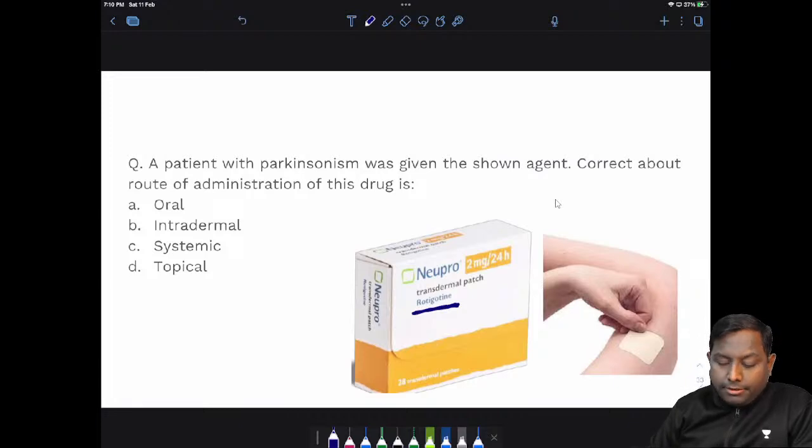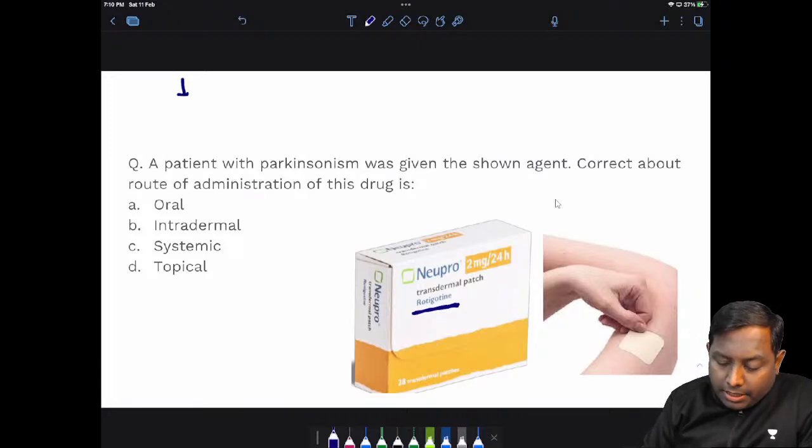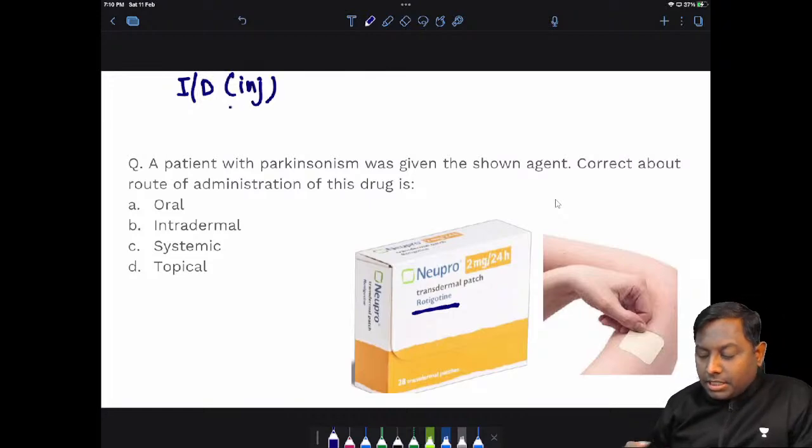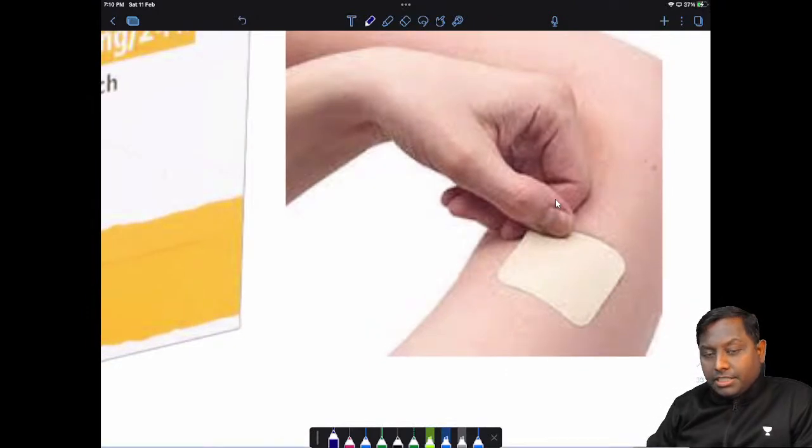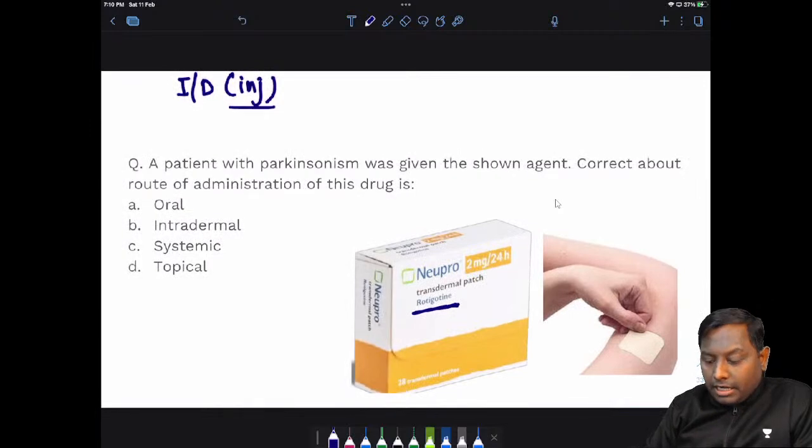Most of you are marking intradermal. Now always remember, intradermal is an injectable route. यहाँ पे इंजेक्शन का कहीं नाम ही नहीं है. ये इतना प्यारा सा स्किन दिख रहा है, इतने प्यारे से स्किन पे एक पैच लगाया गया है. इंट्राडर्मल तो ये हो ही नहीं सकता. इंट्राडर्मल इंजेक्टेबल लाइक BCG वैक्सीनेशन इज इंट्राडर्मल.